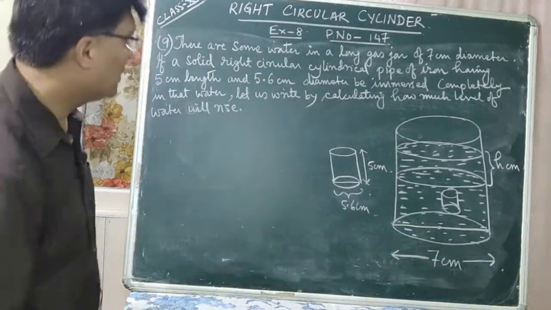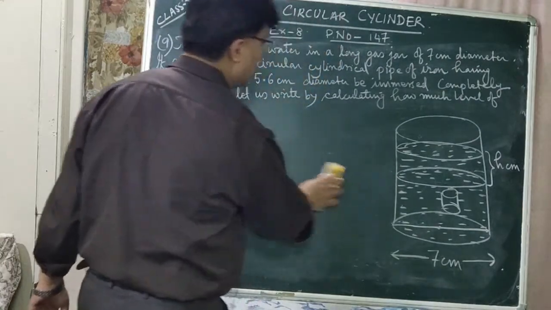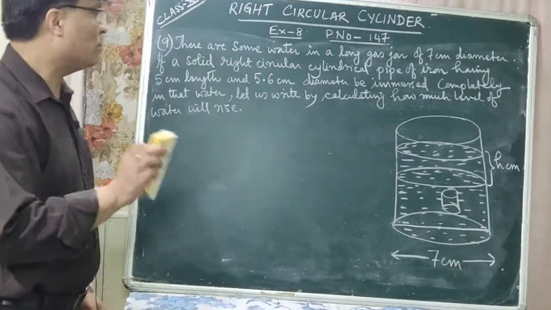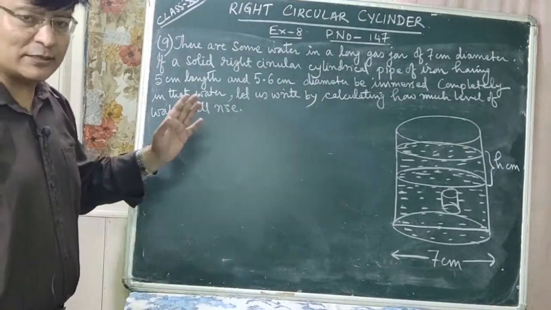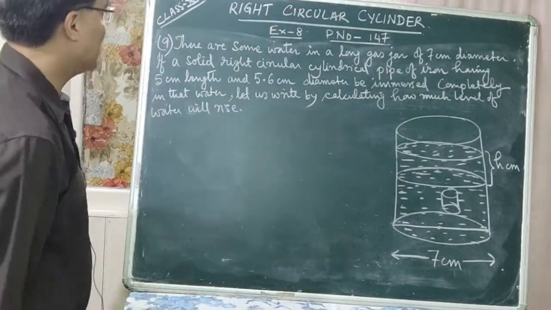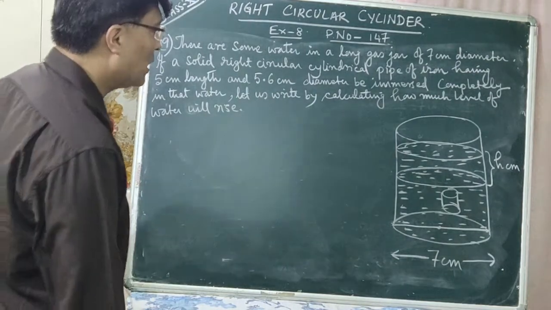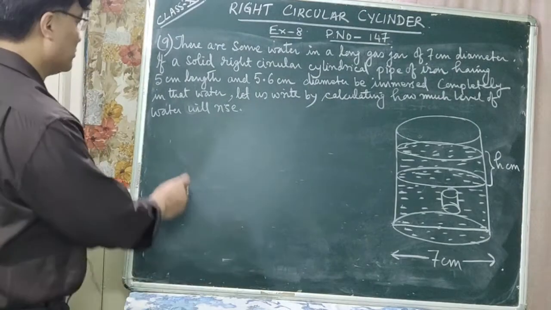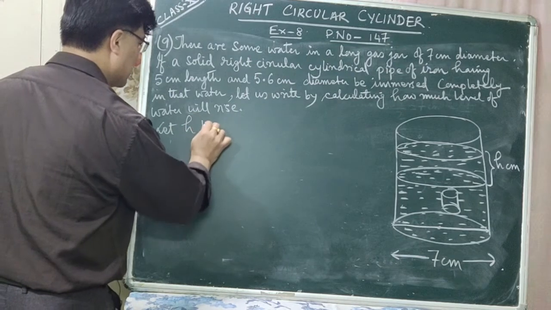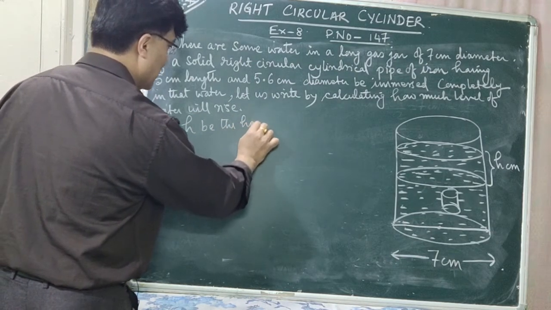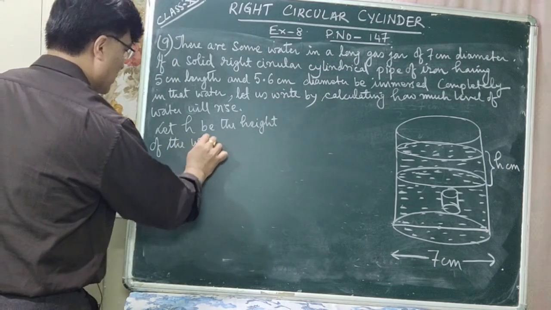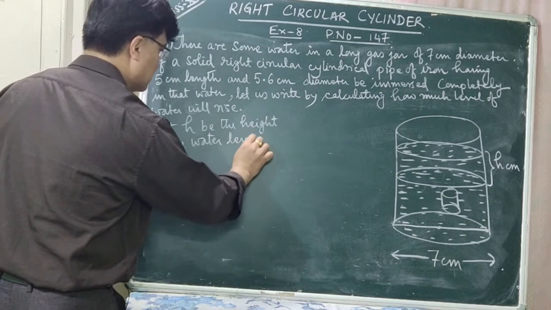Okay, so now let's do this problem. Now you have to find out the height of the water level that will be raised. You have to find out how much level of water will rise. That means you have to find out the height of the water level that will be raised. Okay, so let's do this problem now. So first what do we write? Let h be the height of the water level raised.